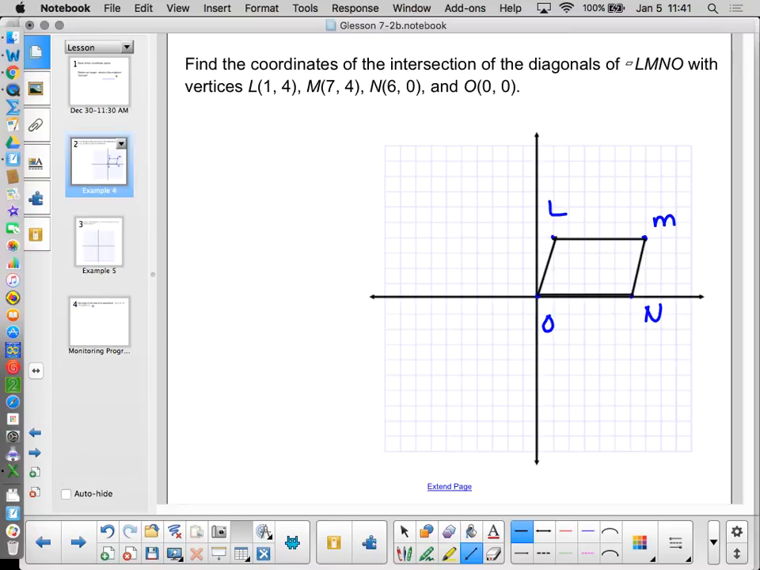The question here says, find the coordinates of the intersection of the diagonals. Well, by definition of a parallelogram or by theorem, we know the diagonals bisect each other, which means they share the same midpoint. So if I want to find where the diagonals intersect, I find the midpoint of both diagonals. The diagonals are LN and MO. So I need to find the midpoint of LN.